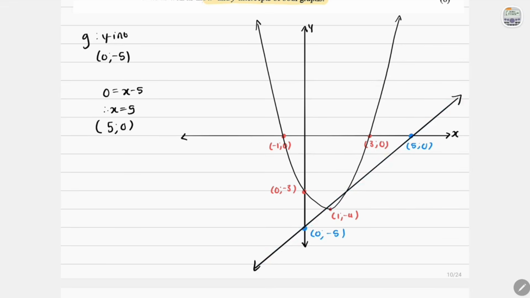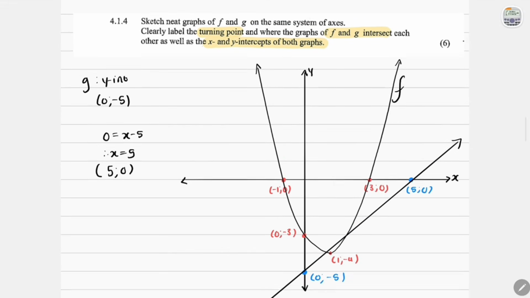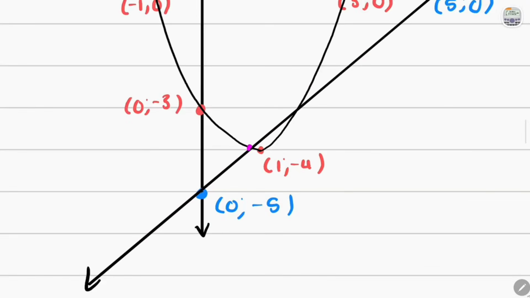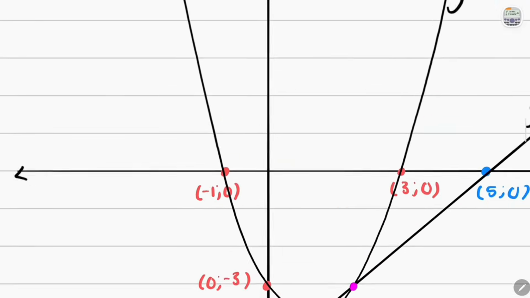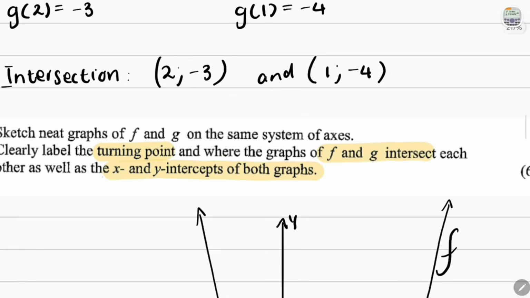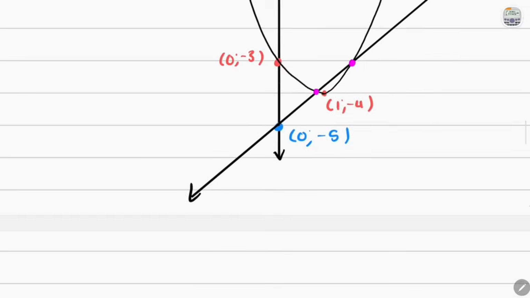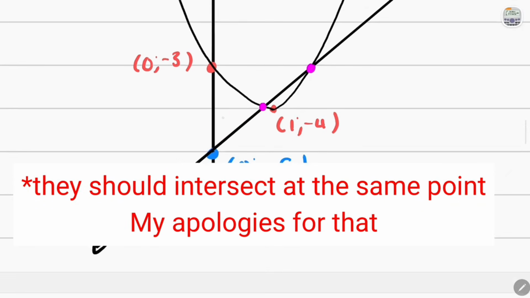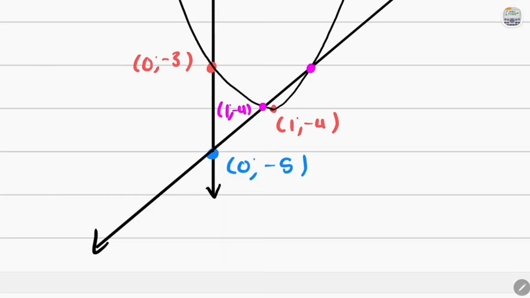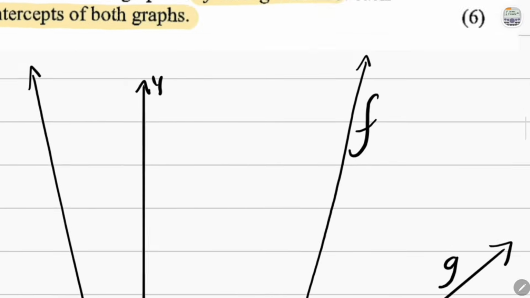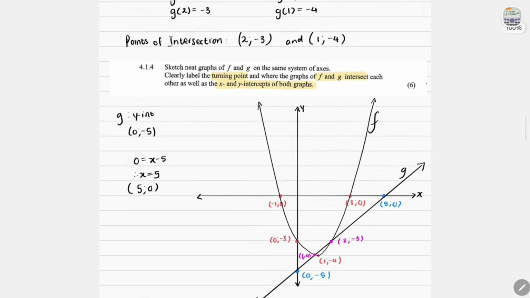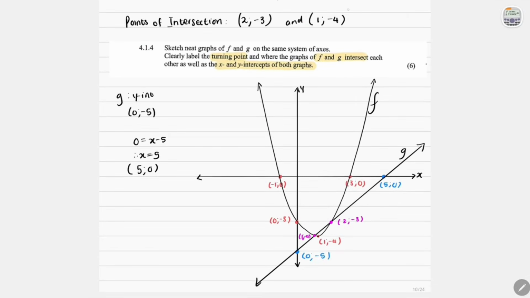So just make sure you label the graphs. This one is f and this one is g. Remember, they intersect at these 2 points. Okay, 2 and negative 3 and then 1 and negative 4. So that's here and here. The x value that is smaller is the 1, so that is the 1 and negative 4. Interesting. So it intersects here with this same y value of -4. And then this one is the 2 and -3. I'll just put those down. Moving on to the next question.